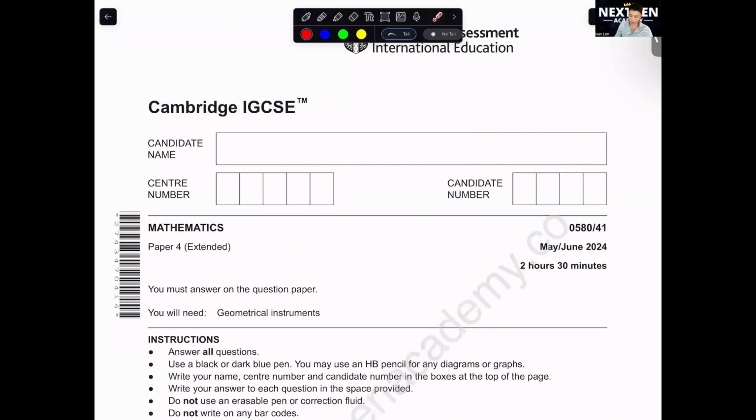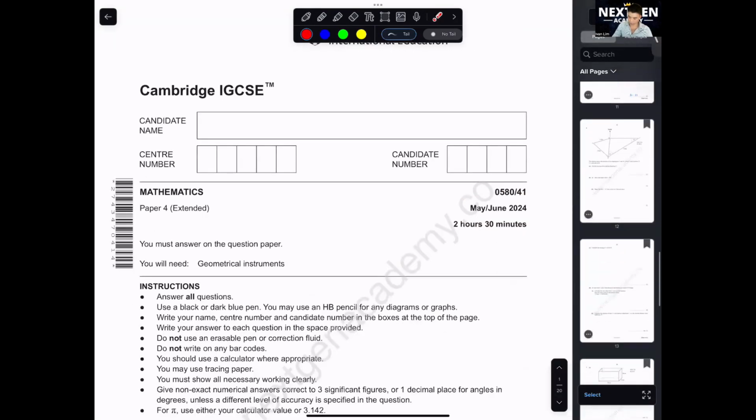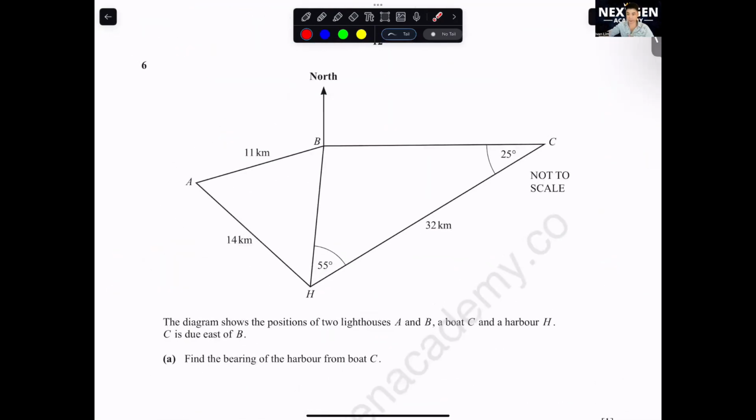All right, okay, we're going to go to the second part of this May-June 2024 paper. We're going to start with question 6 for this part 2. The diagram shows the position of two lighthouses A and B, a boat C and a harbor H. C is due east of B. When you see the words due east, north, south, east, west, that means it's 90 degrees. So here is 90 degrees, even though it might not look like it.